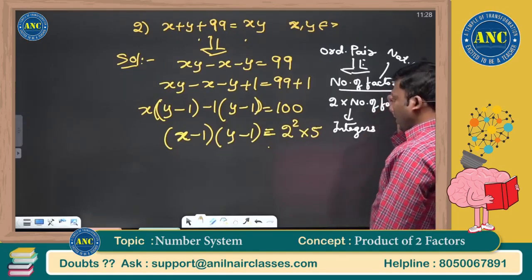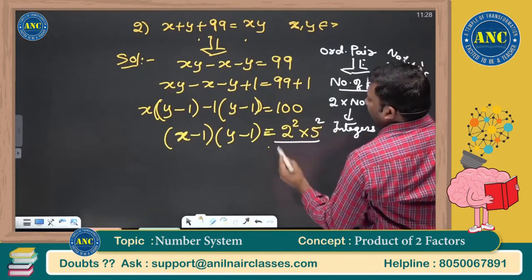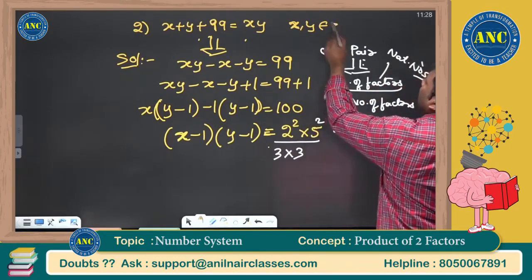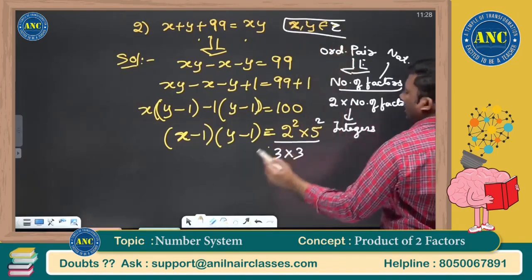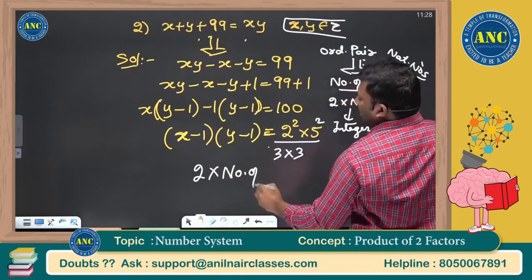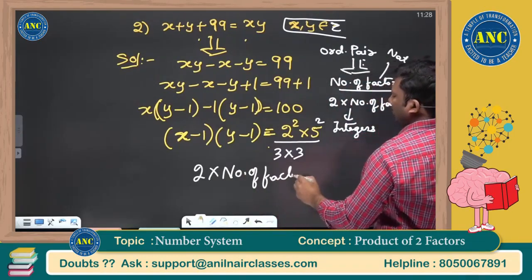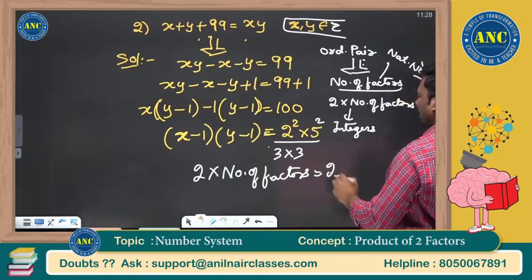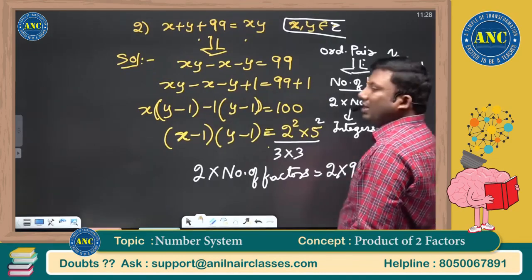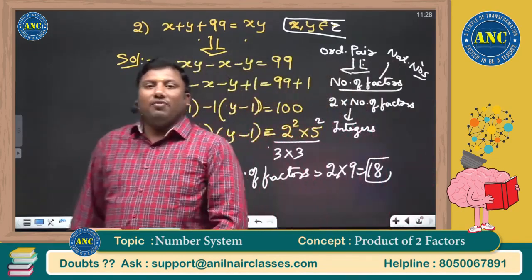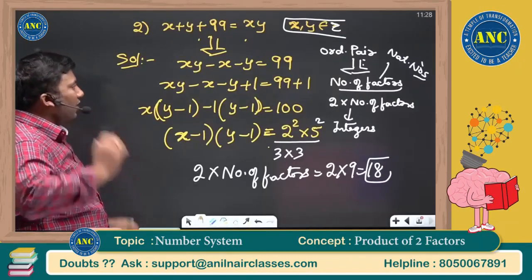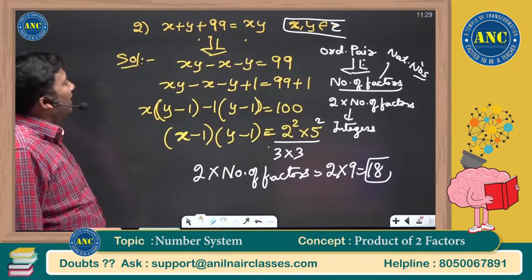(x minus 1) into (y minus 1) is 2 square into 5 square. So the number of factors is 3 into 3, 9. Because x and y are integers, the answer is nothing but 2 times the number of factors. So 2 times 9, the answer is nothing but 18. I hope the idea is very, very clear. It seems like a little tough question, but once you understand, this is a very, very easy question.